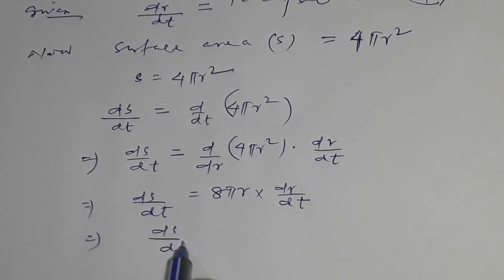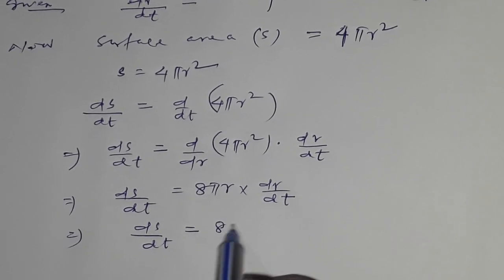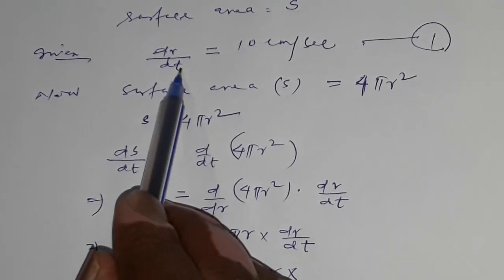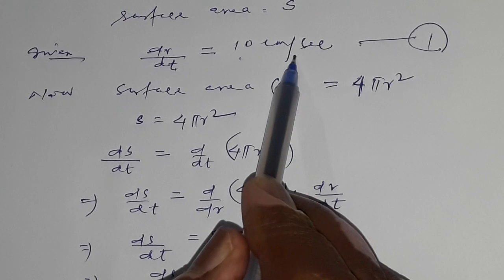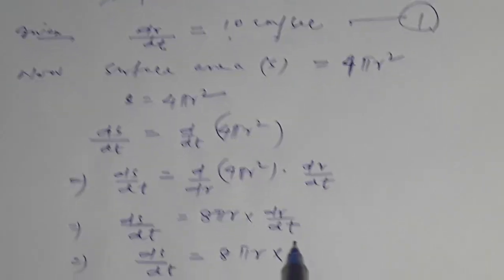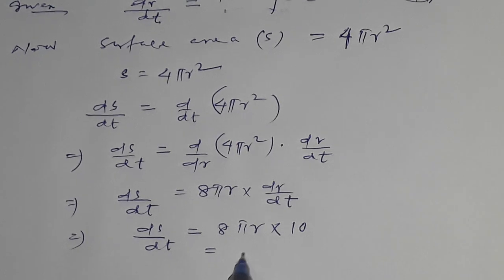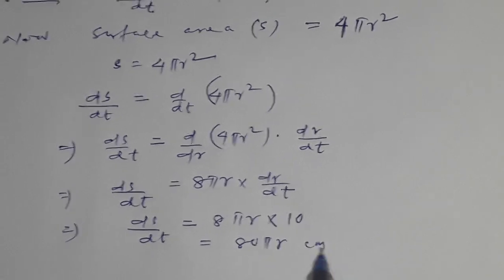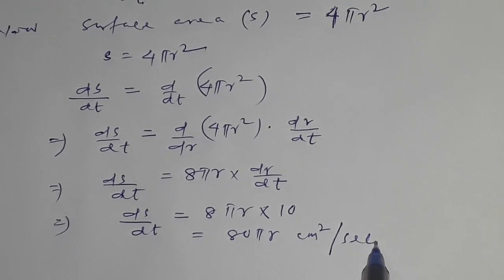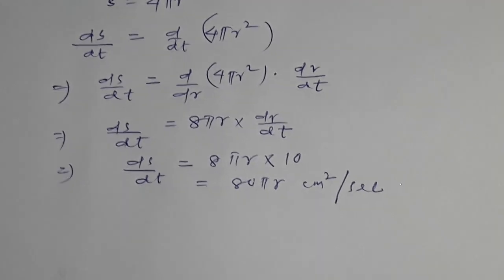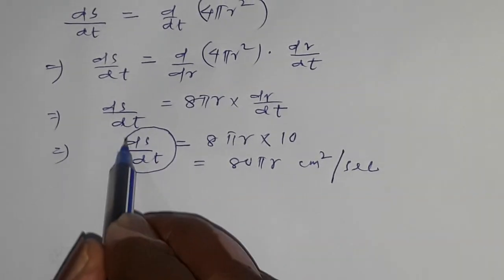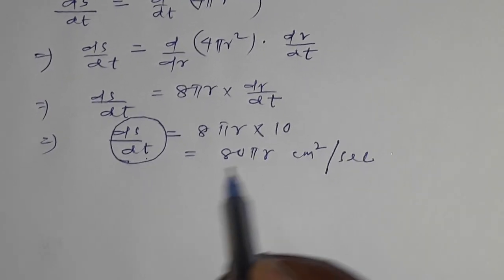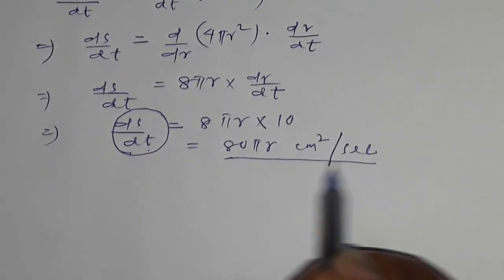Implies dS by dt equals 8 pi r into dr by dt, which is 10 cm per second. So 10 cm per second equals 80 pi r square centimeter per second. The rate of change of surface area with respect to time t is 80 pi r square centimeter per second.